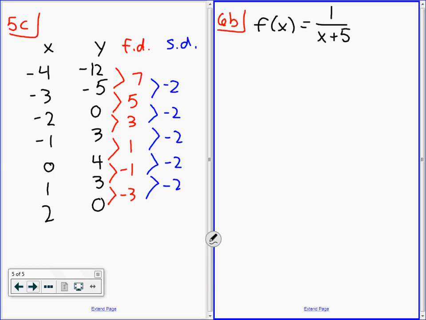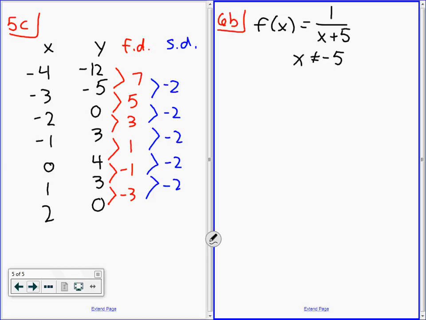We're talking about x's. So for this case, there's something that's going to screw up my x values. So what value of x is going to mess up this equation? Not 5, close. -5. So my restriction here is x can't be -5.